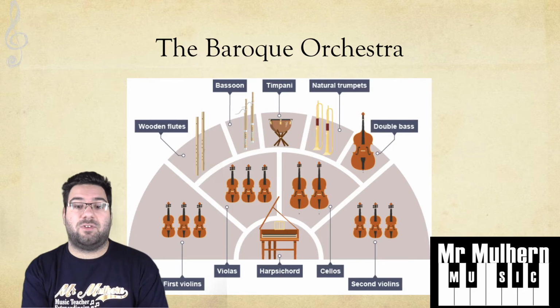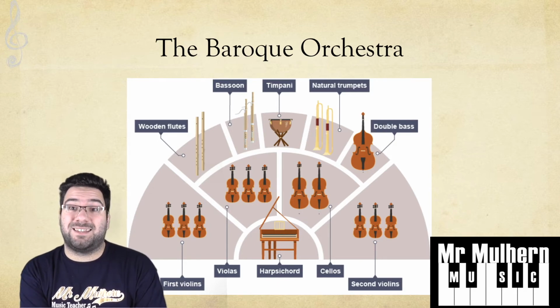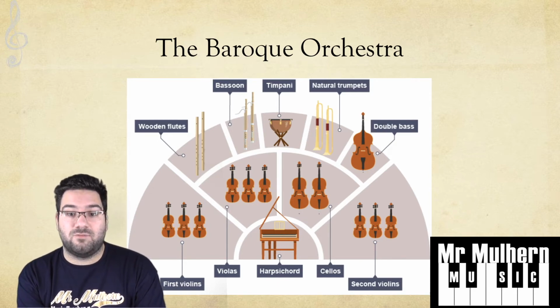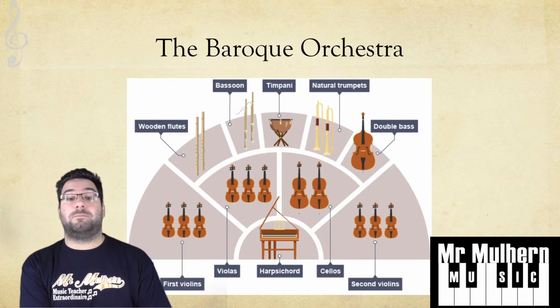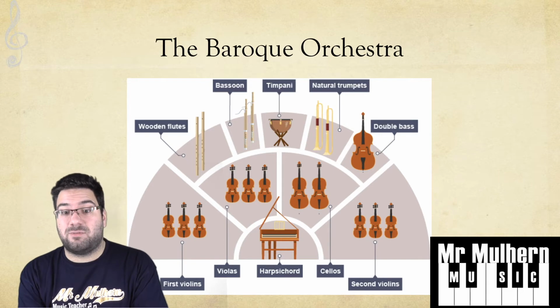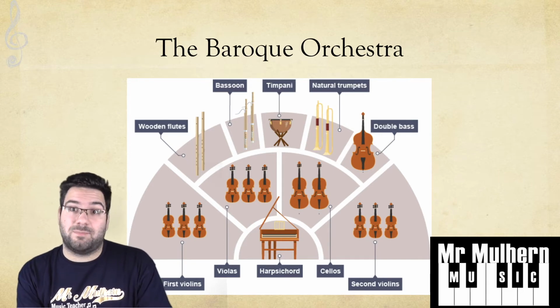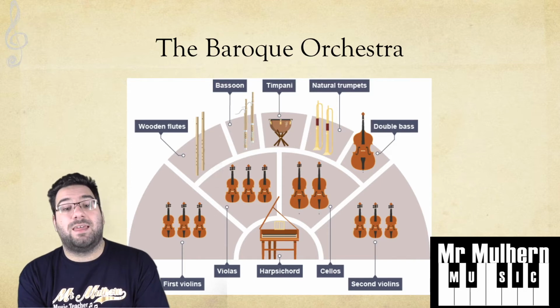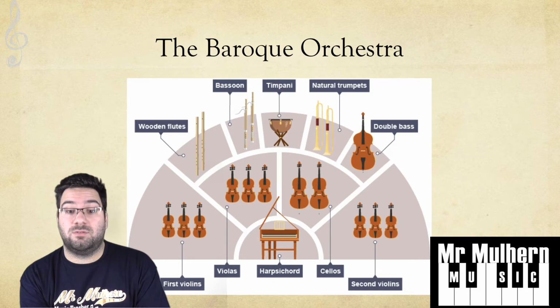So you can see right at the front is the harpsichord, that's the continuo part. Right at the back in the middle you can see the timpani. Brass section, well, there was trumpets, natural trumpets. Valves hadn't been invented for these instruments yet. Then woodwind section, you've got some wooden flutes and bassoons.